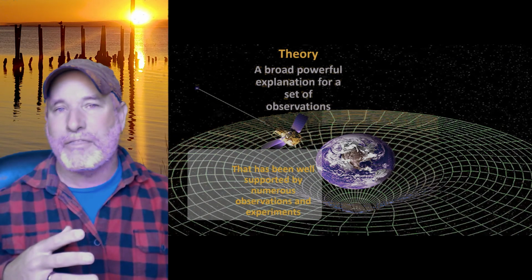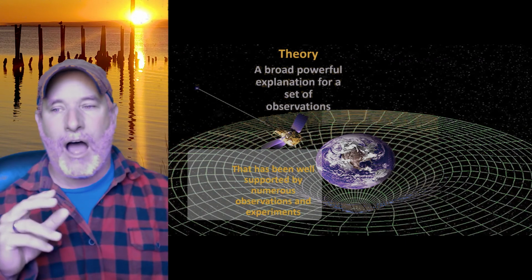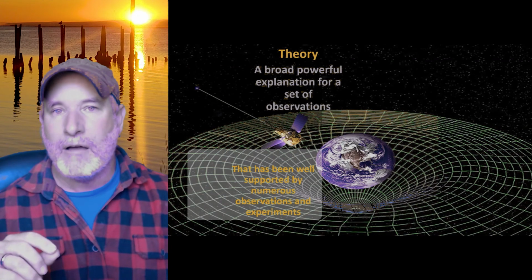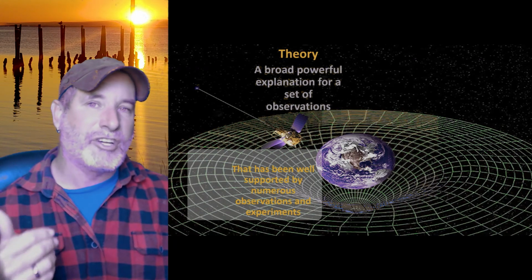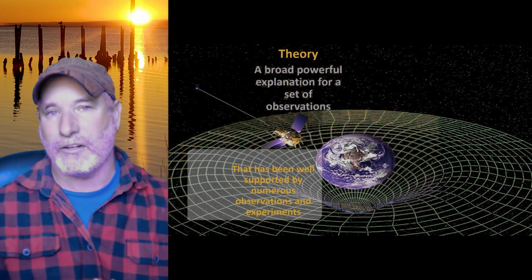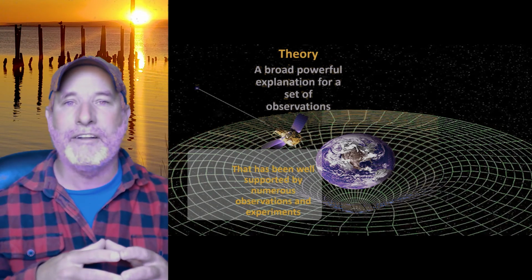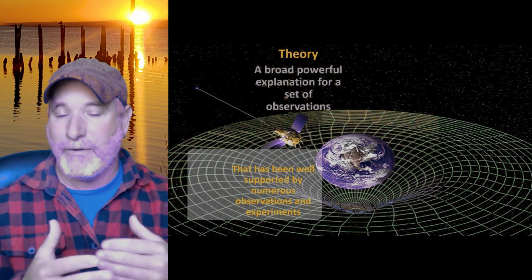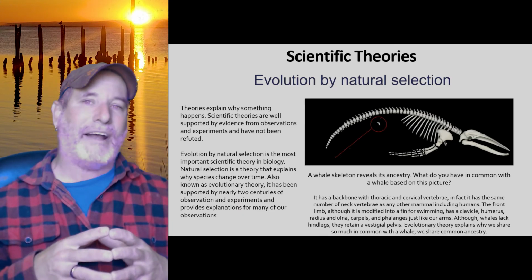So what is a theory? A theory is a broad, powerful explanation for a set of observations. Now, importantly, theories have been well supported by observations and experiments, and they have yet to be refuted. Einstein's general theory of relativity that explains how gravity works has yet to be refuted, has yet to be disproven in over 105 years. And in fact, all of our experiments have verified his theory over and over and over again.